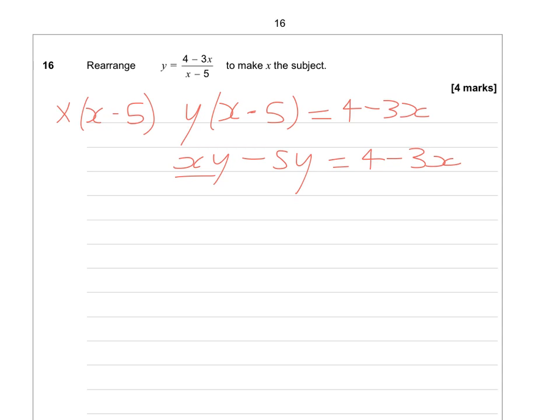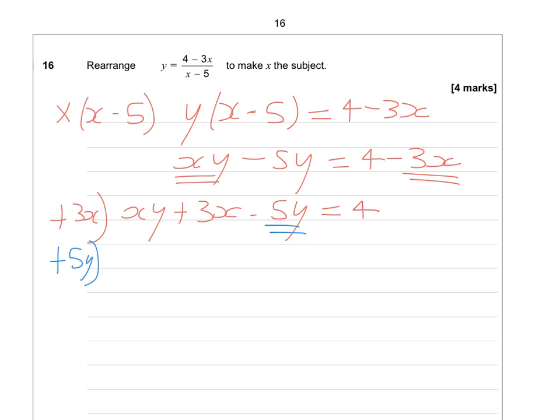Now we're trying to make x the subject, so we're going to collect any terms containing x on one side. So add 3x to both sides. xy add 3x minus 5y equals 4. This term does not contain x, so we add 5y to both sides. xy add 3x equals 4 plus 5y.